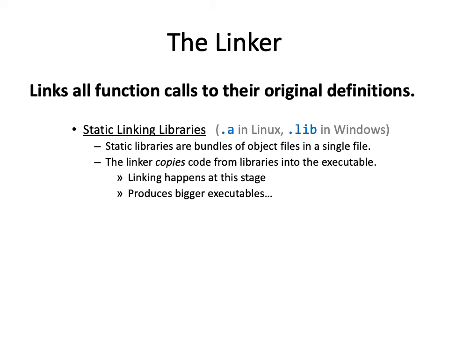The first is static linking. So static linking will look to a statically linked library, which are .a files in Linux or .lib files in Windows. And a statically linked library, or static library, is a bundle of object files all together in one single file. So what the linker will do is it will go to that file, it'll look up the command that it needs to do, the function that it needs to copy, and it will copy it from there into your executable. So the linking is going to happen right at this stage during this whole compilation process.